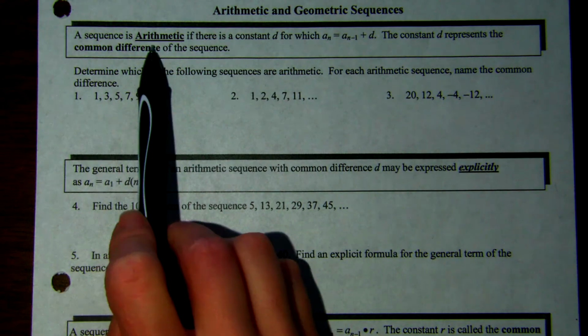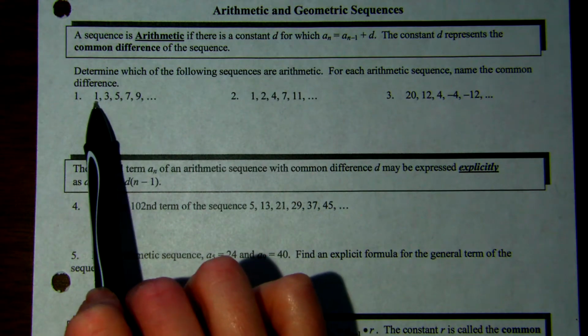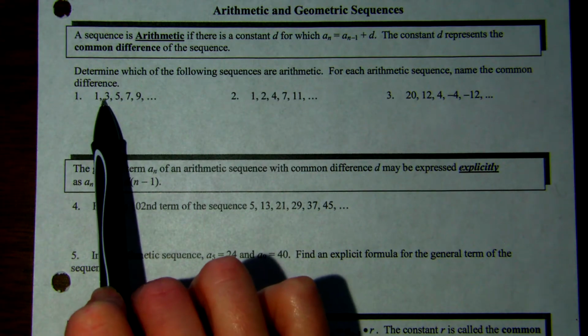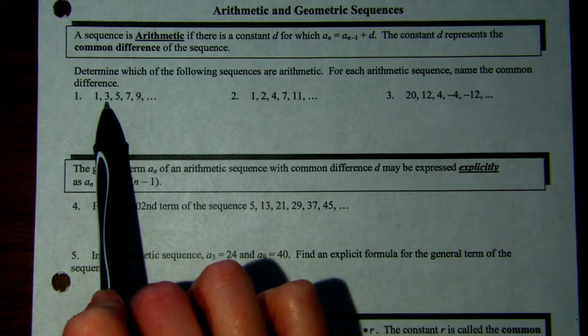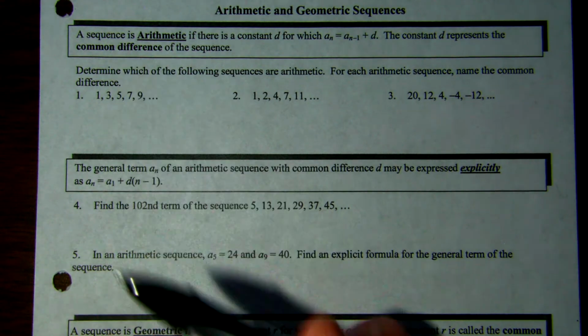So you can tell if it's an arithmetic sequence by relating the terms to each other and seeing if the difference between the first and the second term is the same as the difference between the second and third, is the same as the difference between the third and the fourth.